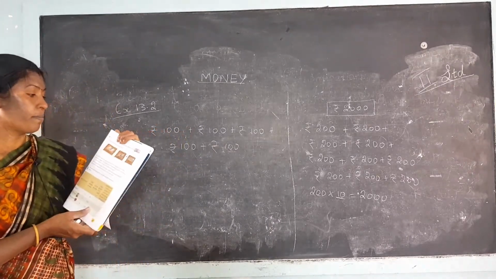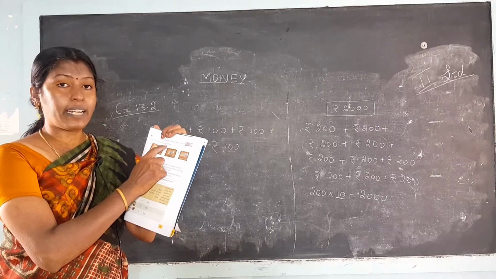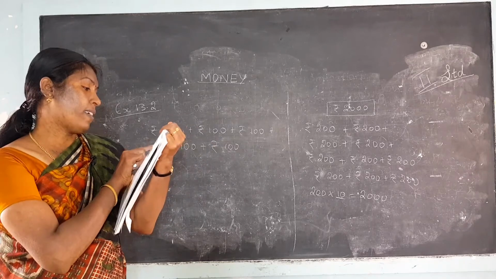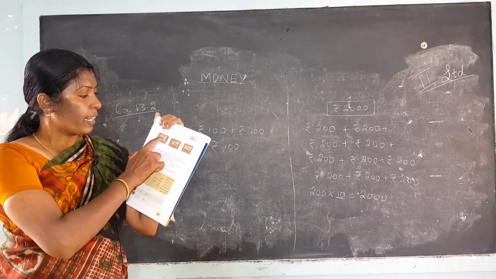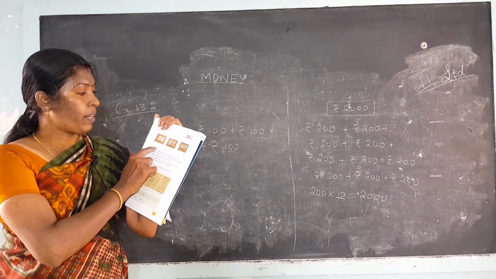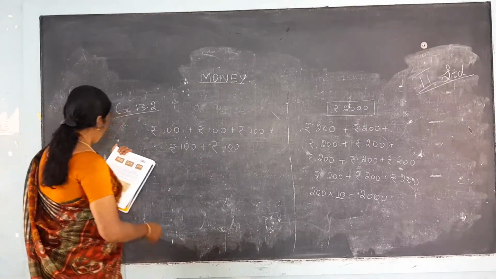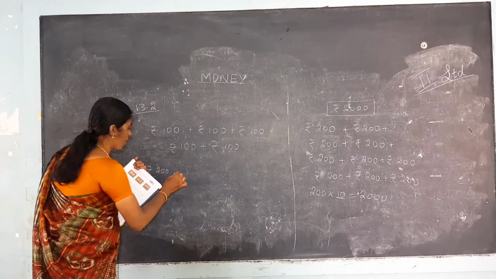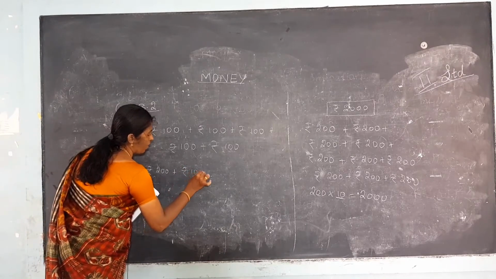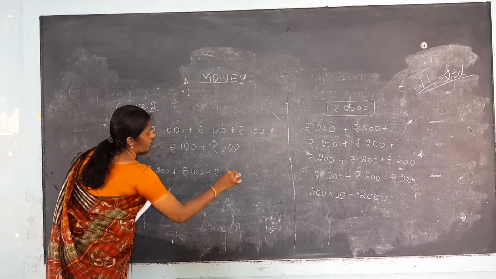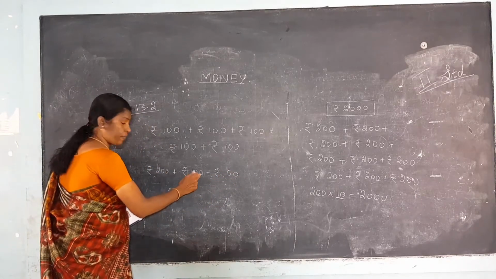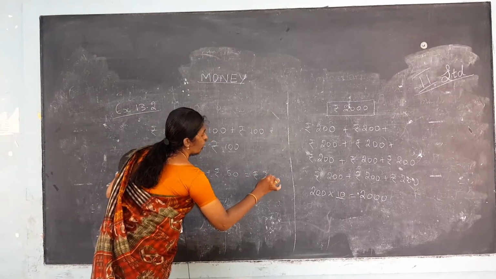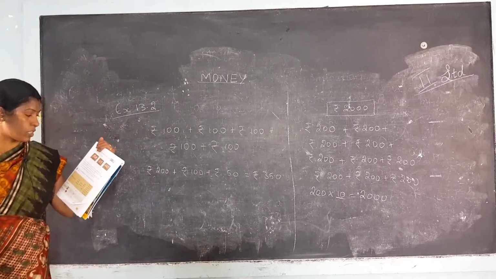Okay, next you see here. See the second one. Calculate the amount in each bag. You see here in the first bag some amounts are given. First one 200, next one 100, and next one 50. So how much? 200 rupees plus 100 rupees plus 50 rupees. 200 plus 100, 300. 300 plus 50, how much? 350 rupees.